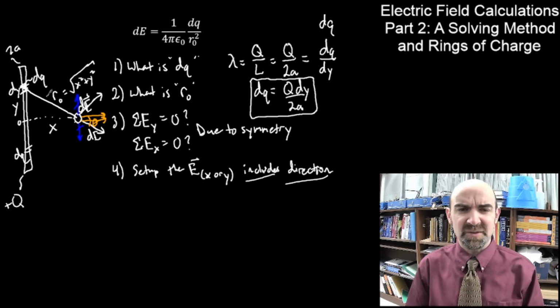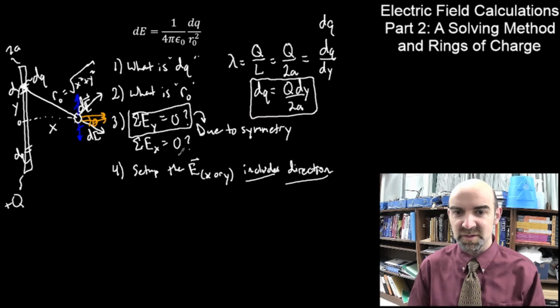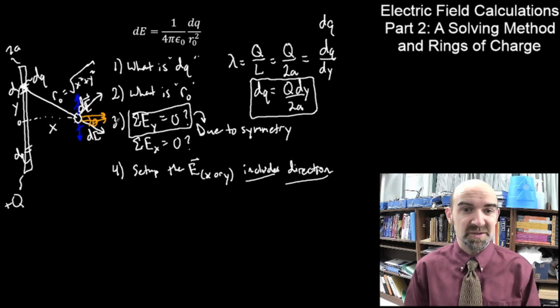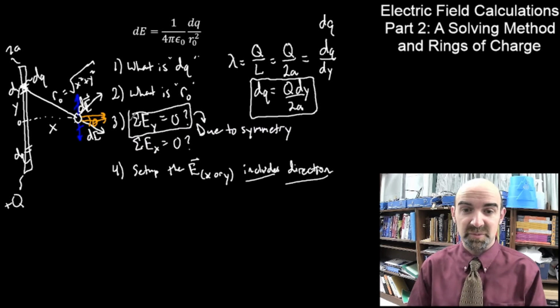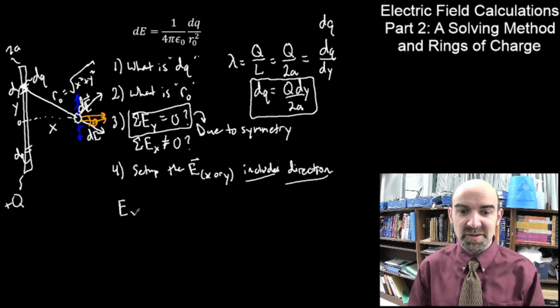Next, we start to think, is there symmetry involved here? Well, I've already considered that with you all. The y components cancel, so I might say the sum of the electric field in the y direction is 0 due to symmetry. But in this particular case, the x direction components are what we're summing up, we're going to be adding together. So they are not equal to 0 there. And that means we need to set up the electric field in the x direction.